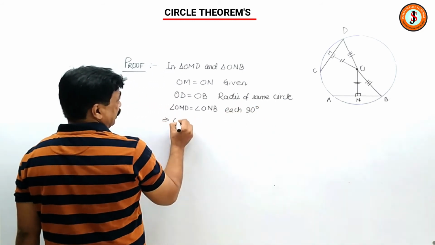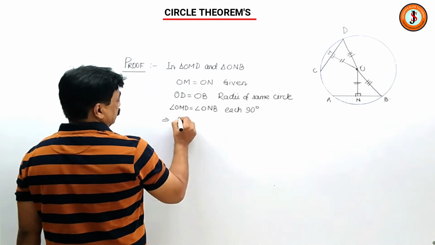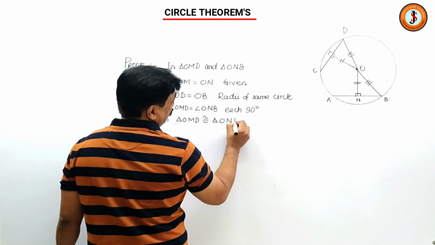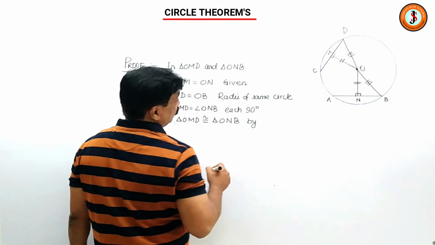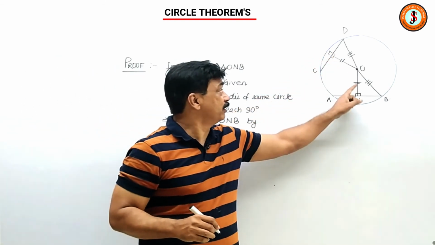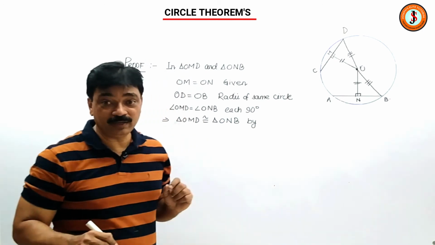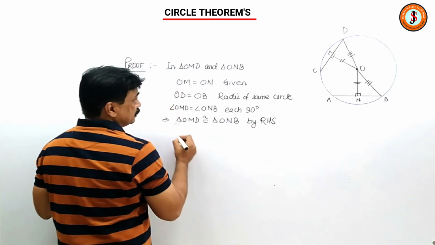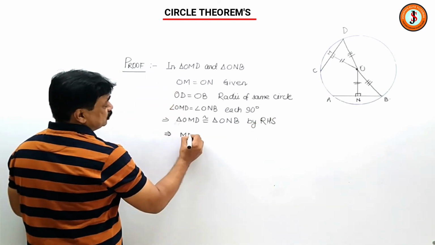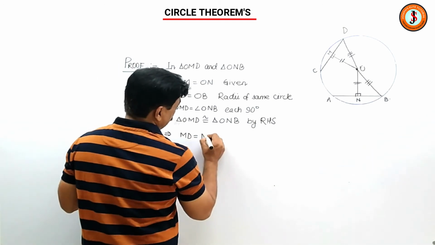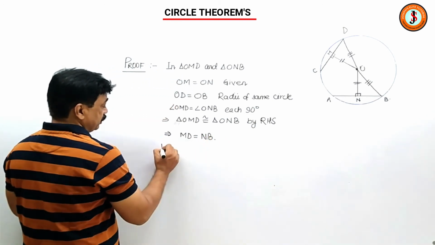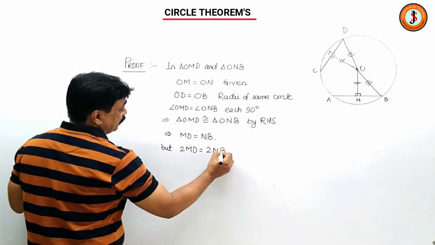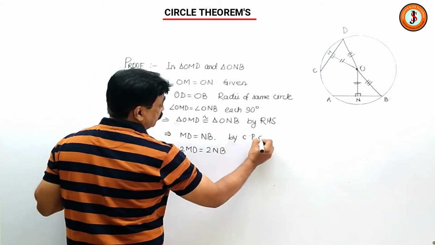This implies that triangle OMD is congruent to triangle ONB by, now what is this? What theorem? By right angle, hypotenuse and common side. So by RHS. Now what does this suggest? This will suggest MD is equal to NB by CPCT, I forgot to write. But if I multiply it by 2, 2MD will be equal to twice of NB.